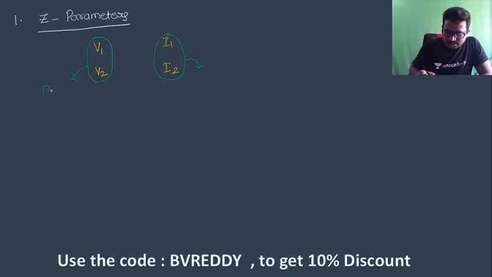These two parameters I'm selecting as dependent. These are the dependent variables, and these two I'm calling independent variables.